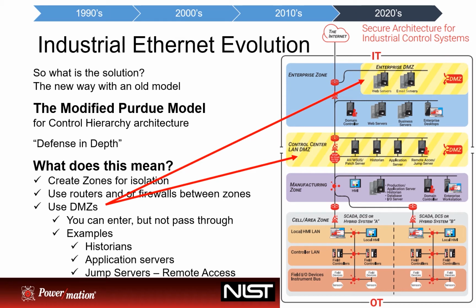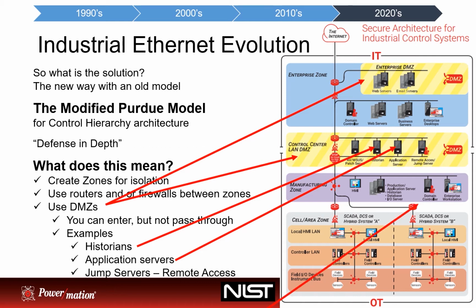Some examples of devices allowed in a demilitarized zone are historians, where manufacturing pushes data to the historian, and the office then grabs the data out of the historian. Application servers, where you put the programming software, you can land those inside the demilitarized zone and make remote desktop connections to program your control panel devices. And finally, jump servers, which are on-premise remote connectivity solutions.